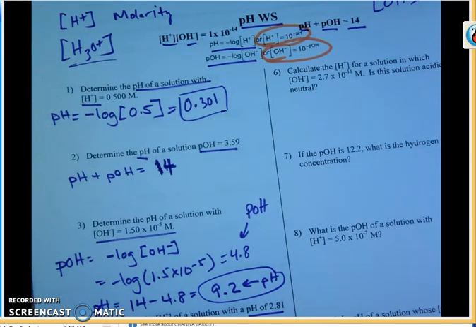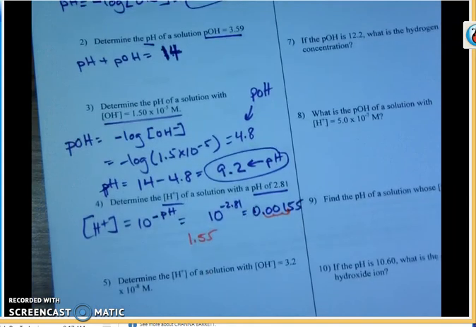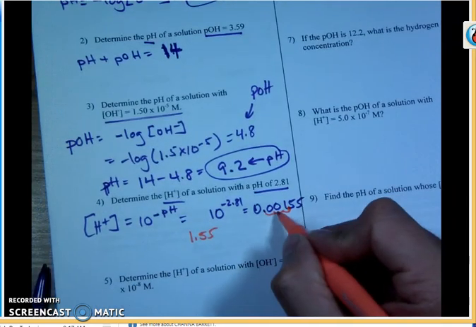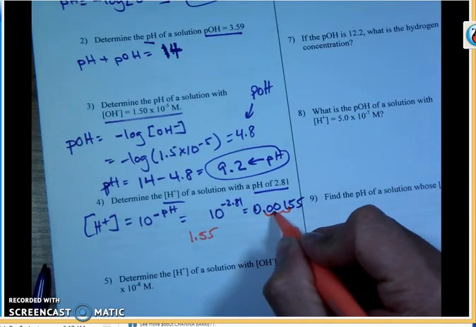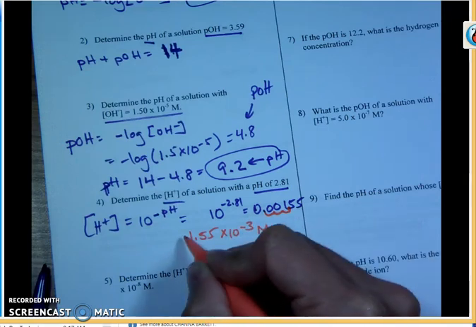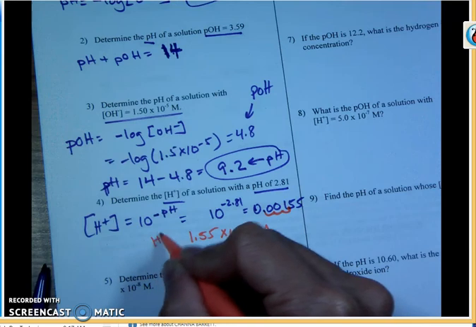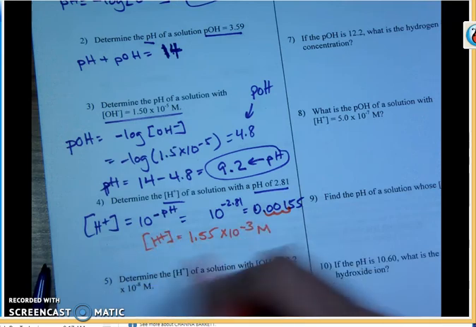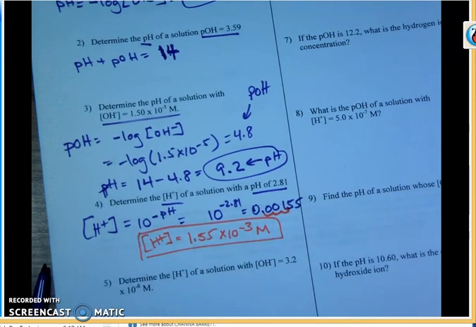We move the decimal places 3 to the right, so it's 1.55. Get one number in front of the decimal. And since we moved the decimal place 1, 2, 3, it's times 10 to the negative 3 molar. So this is the H plus concentration. And that answers the question.